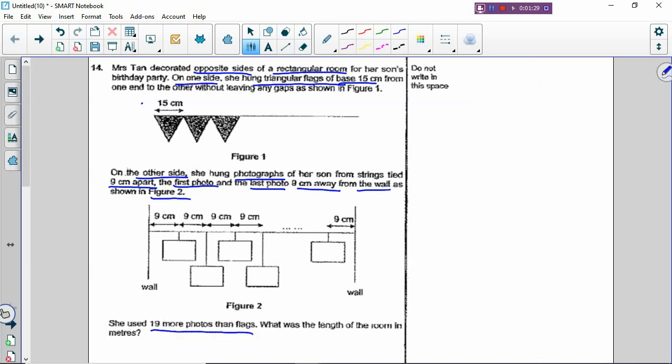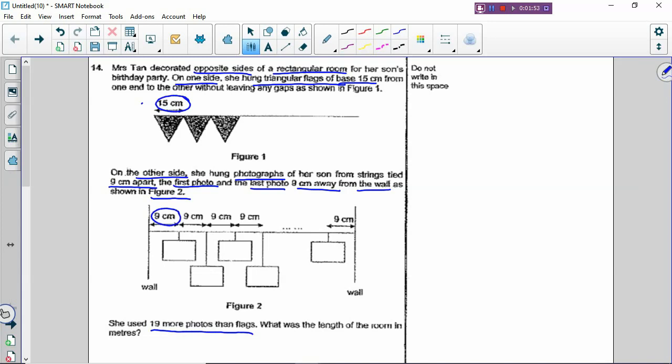But we know that the length of the wall, the length of the room, is the same, whether you use triangles or whether you use rectangles. Which means that I will need to make the numbers equal. The base of one triangle is 15, and I also need to make the number here the same, make them equal. So how do we do that?